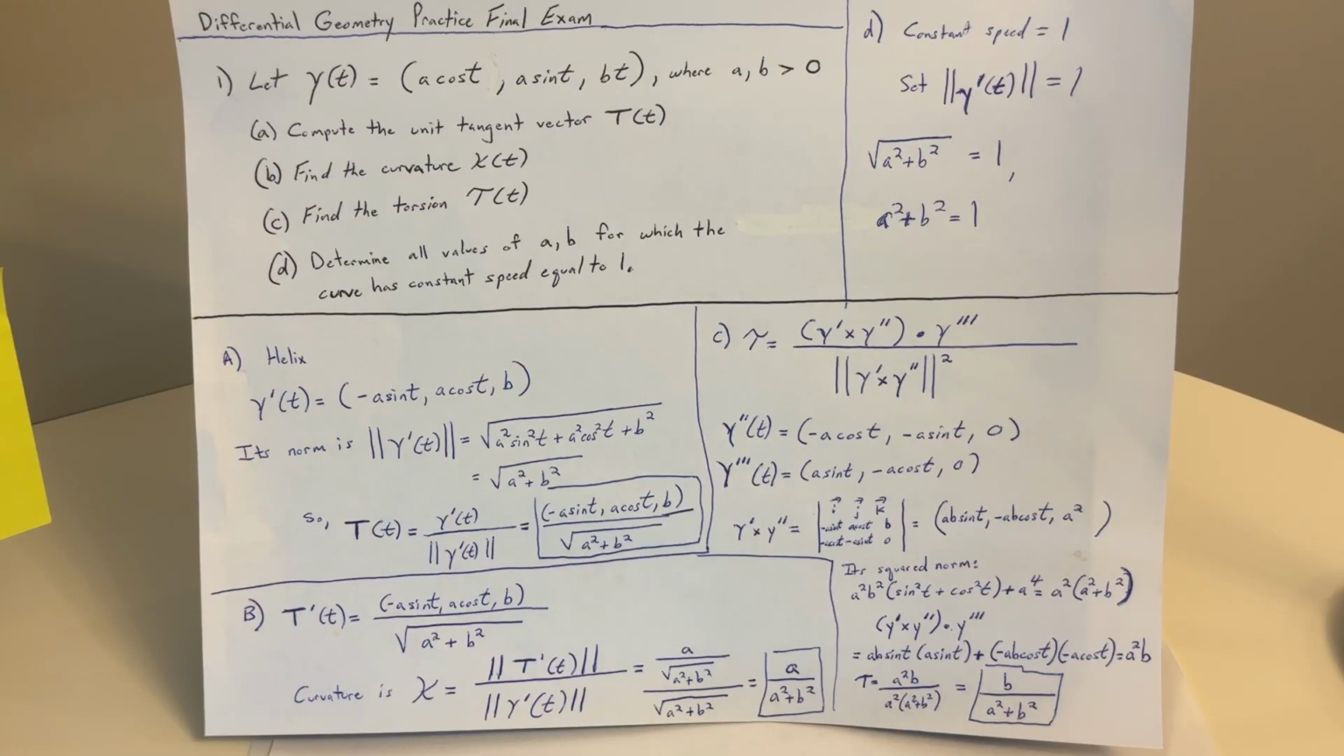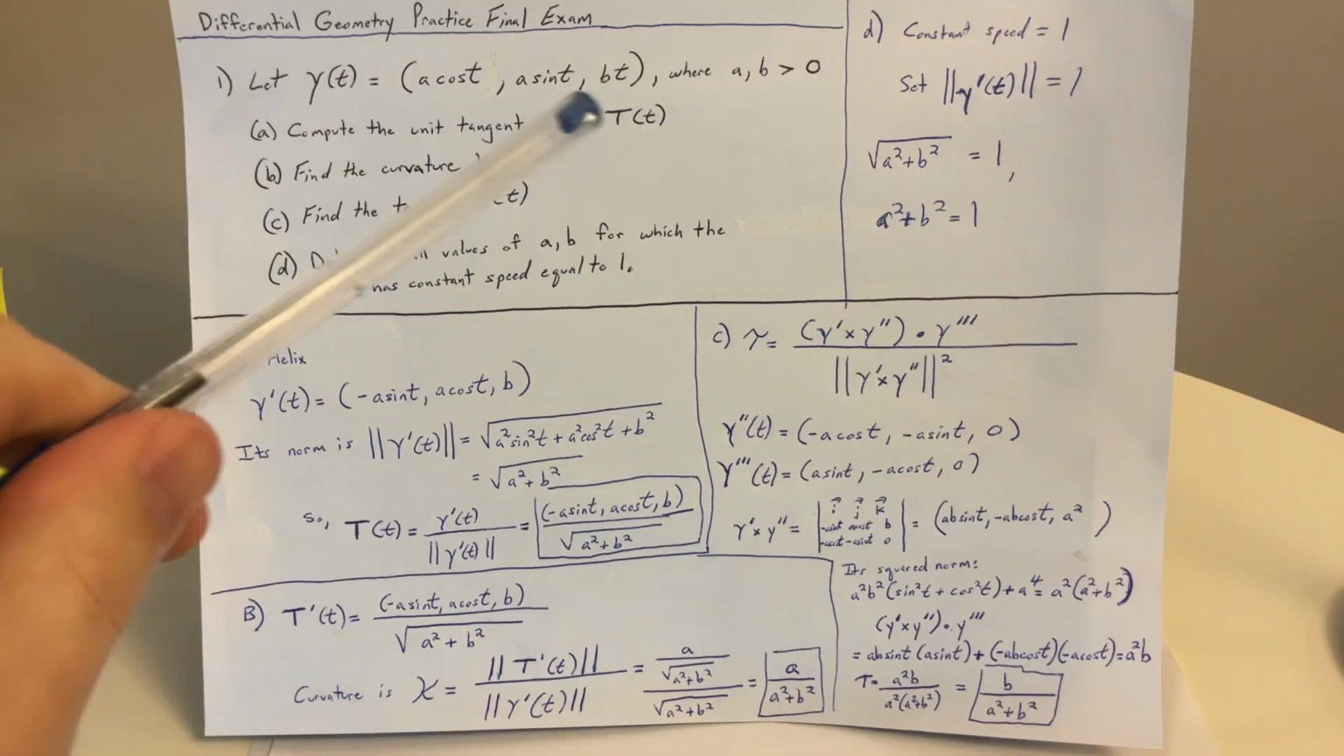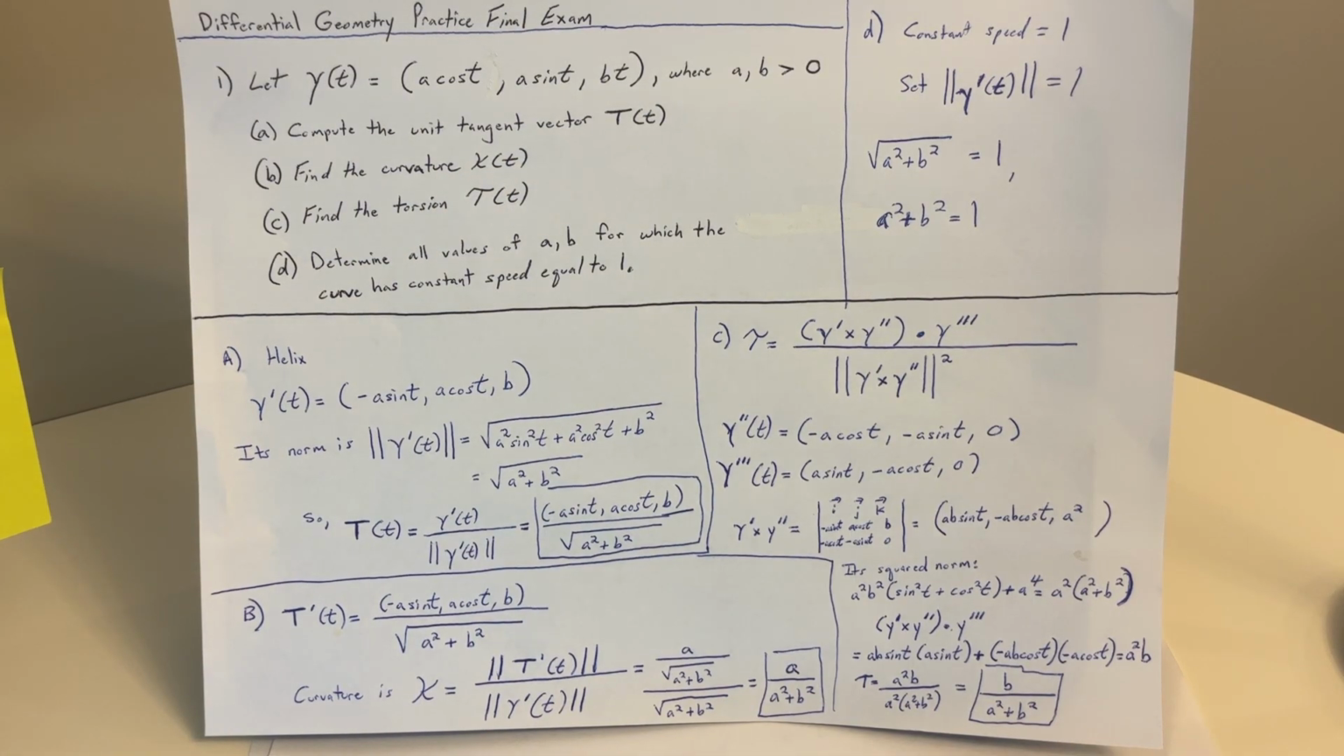Okay, this is a differential geometry practice final exam. So let's begin. Here's number one. Let gamma of t equal a cosine t, a sine t, bt, where a is greater than 0. So this is mostly computation, remembering all the formulas you have to apply and where. For letter A, compute the unit tangent vector.